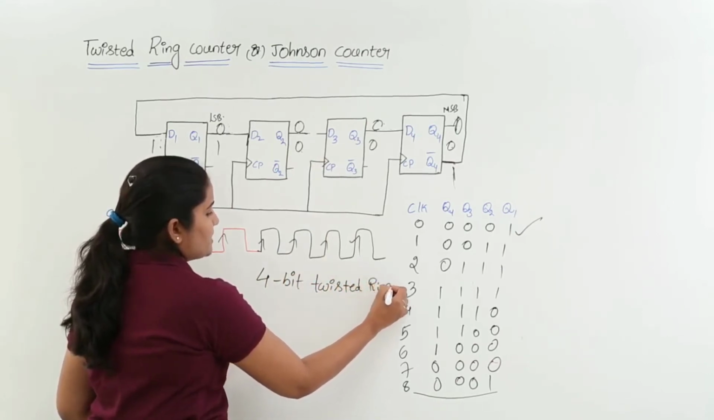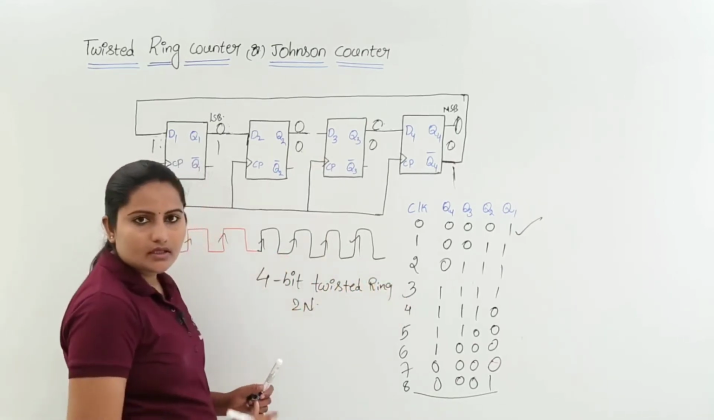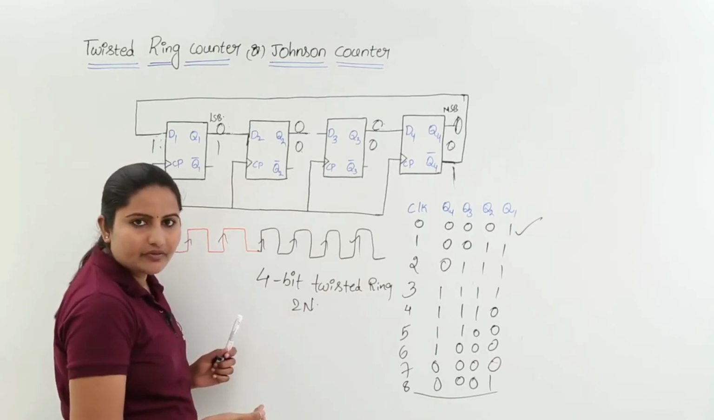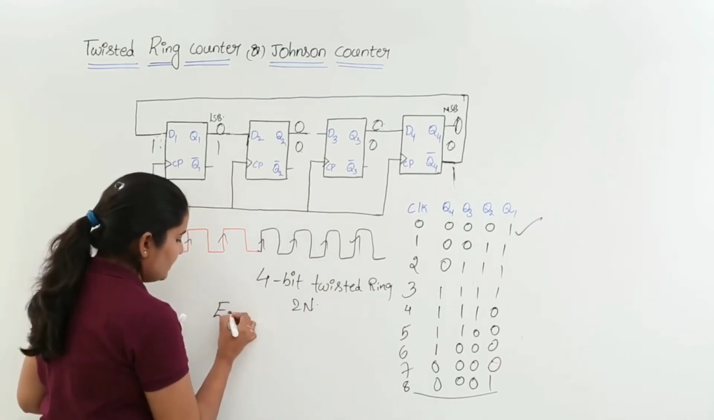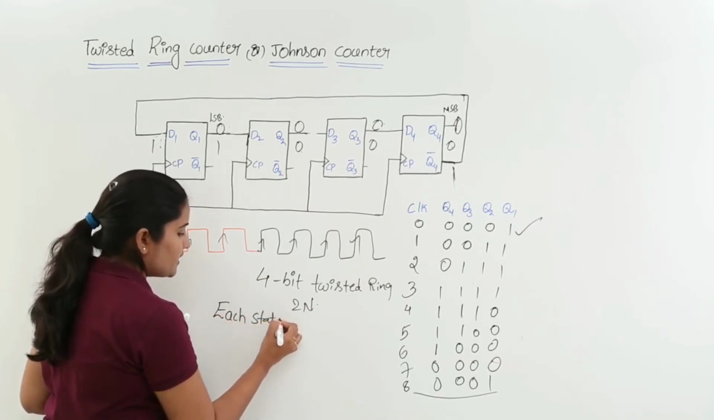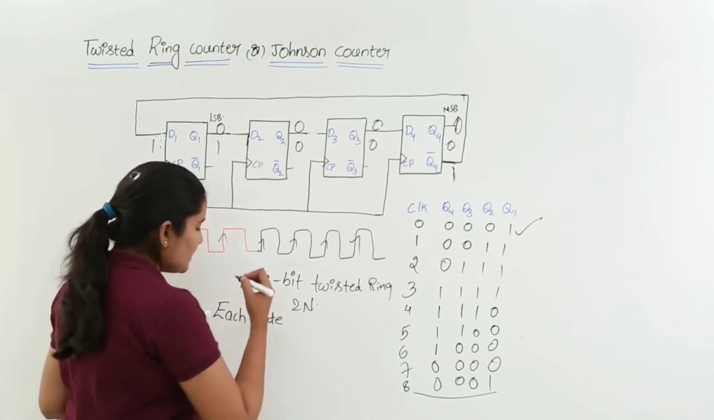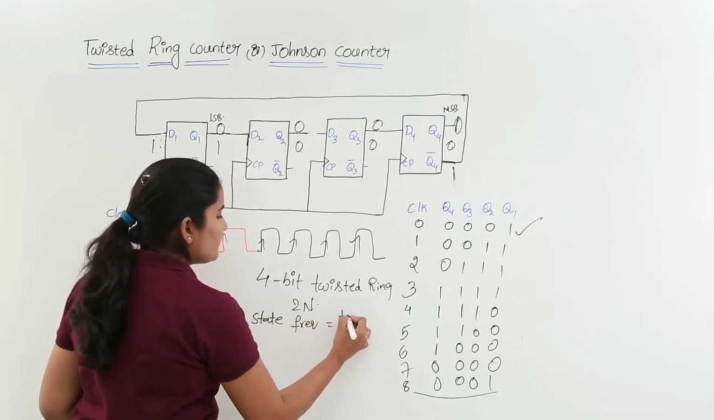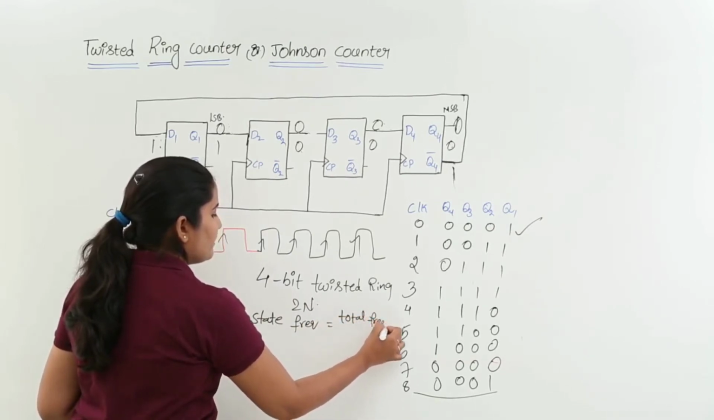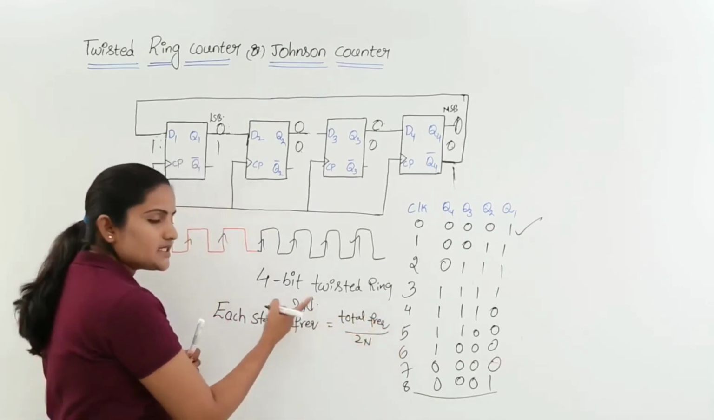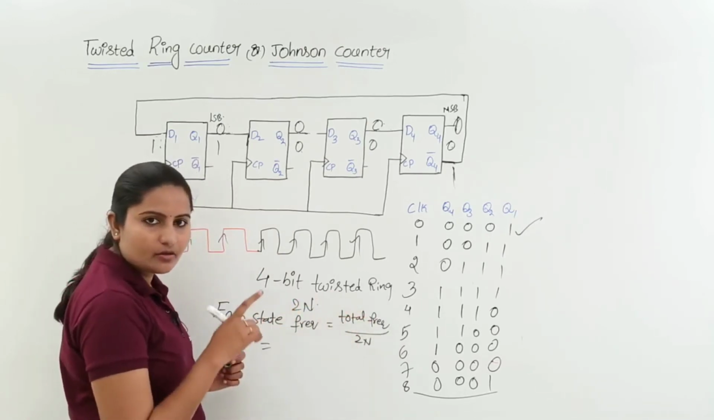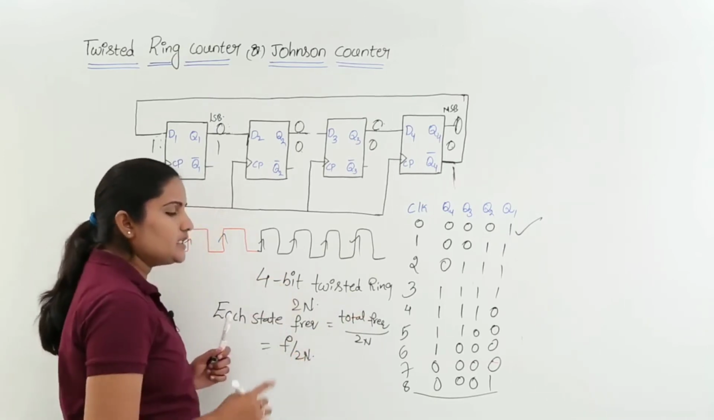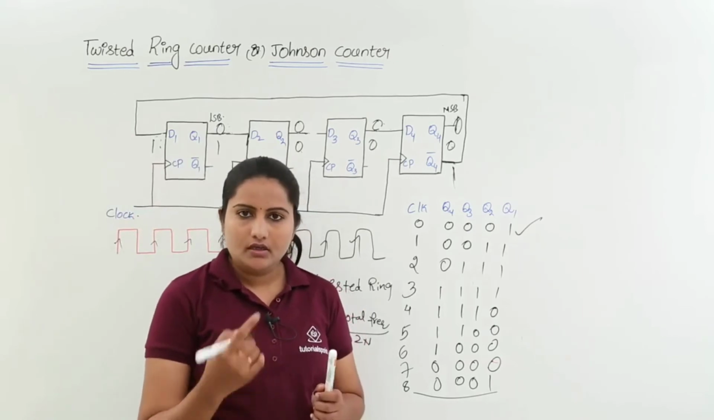The number of states is 2n. The number of states are 2n. And for example, what is each state frequency if they are asking? Each state frequency, this is a very important theoretical question in GATE-like exams. Each state frequency for a twisted ring counter is equivalent to total frequency, f by 2n. So total states are 2n. Total frequency by total states will give you each state frequency. That means f by 2n will give you each state frequency of your twisted ring counter.